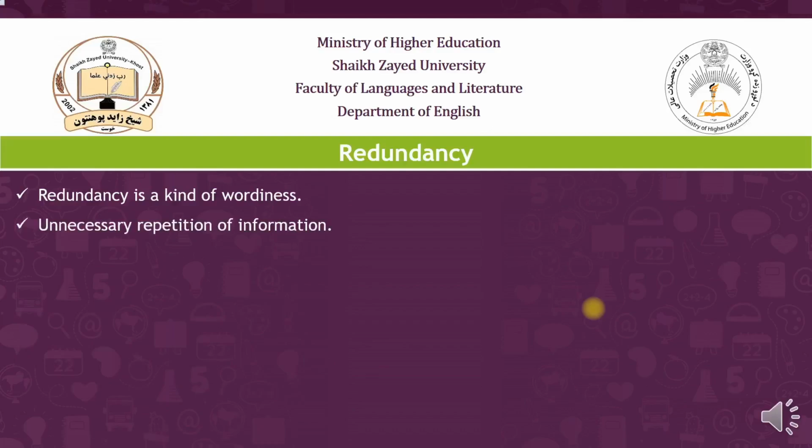What is the meaning of redundancy? It means unnecessary repetition of information. There is information, so we are going to repeat this information, but the information is not necessary to be repeated. It is called redundancy. To repeat the unnecessary information is called redundancy.